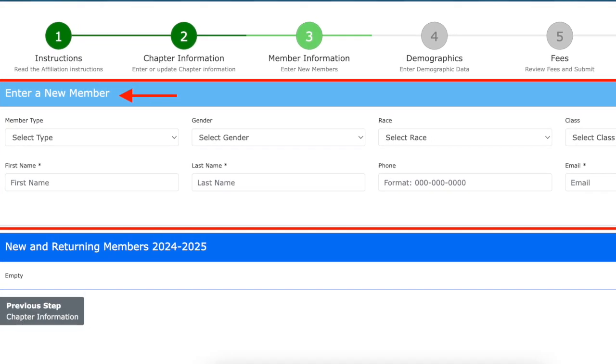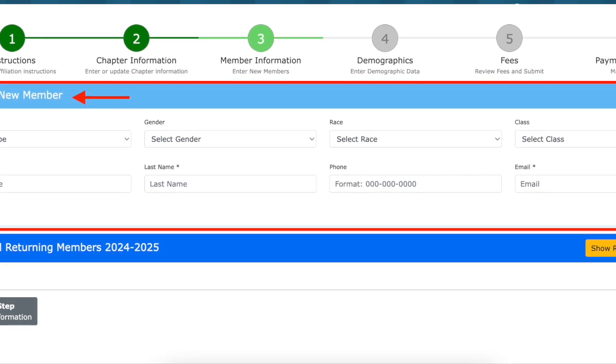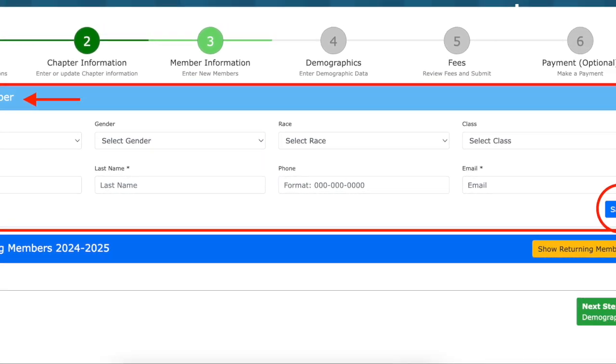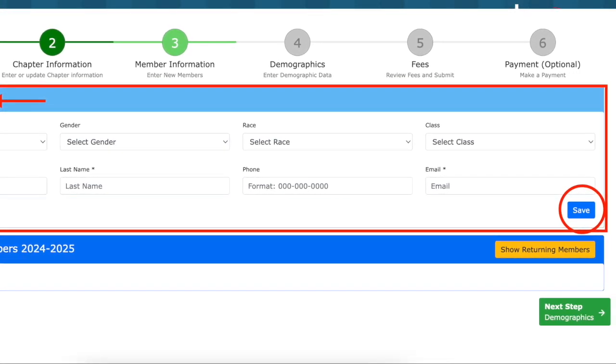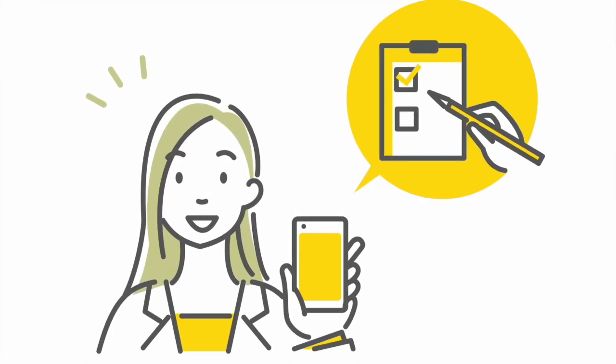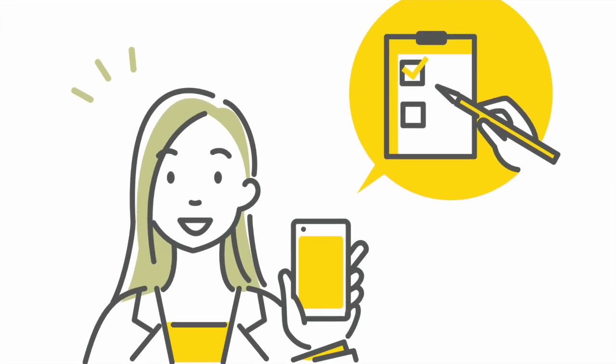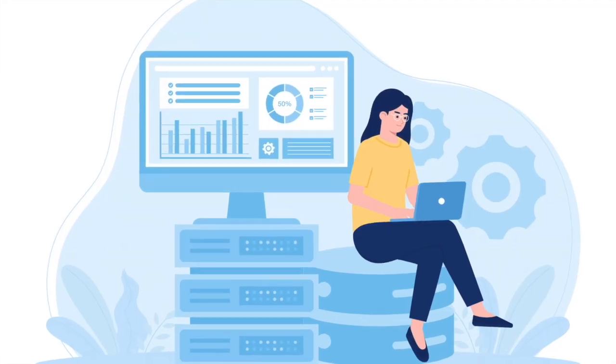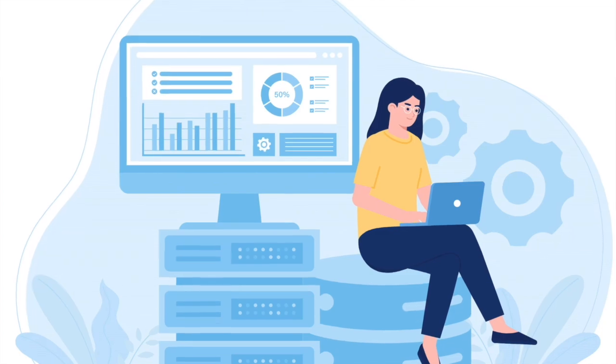To enter new members, fill out the information in this box. Prior to the affiliation process, it would be helpful to create a sign-up sheet, Google form, or spreadsheet for members to fill out with specific information. That way, you have this information prior to starting the process.